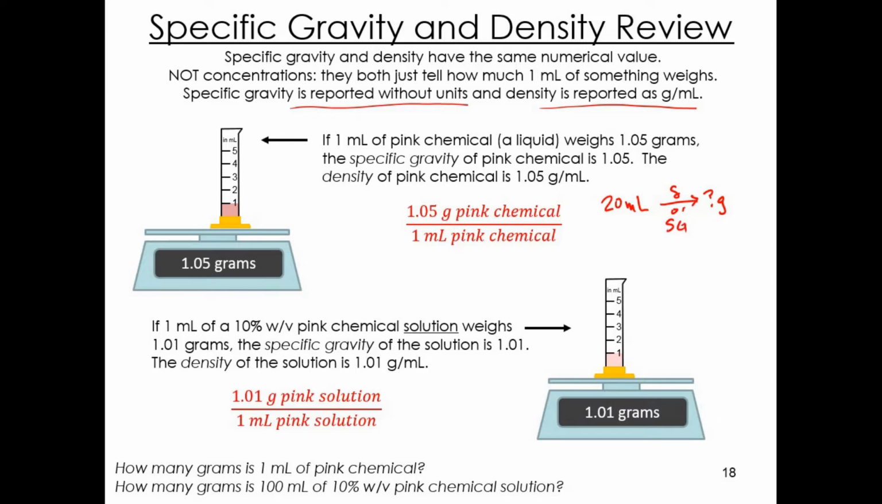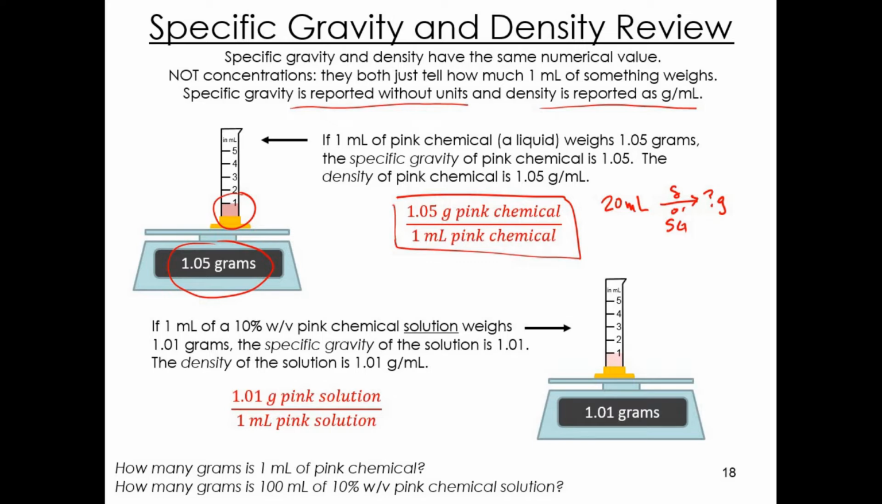On the slide, you can see that a liquid chemical we've called pink chemical has a density of 1.05 grams per milliliter. This is true because 1 milliliter of the chemical, when placed on a scale, weighs 1.05 grams. And so you can use this relationship to convert between milliliters and grams of pink chemical.